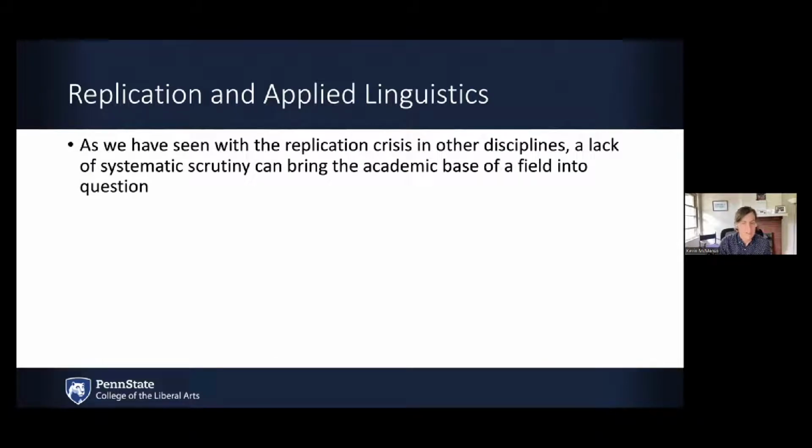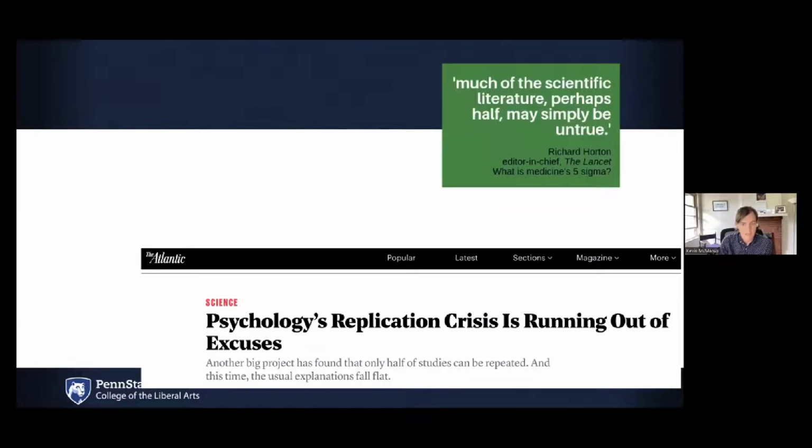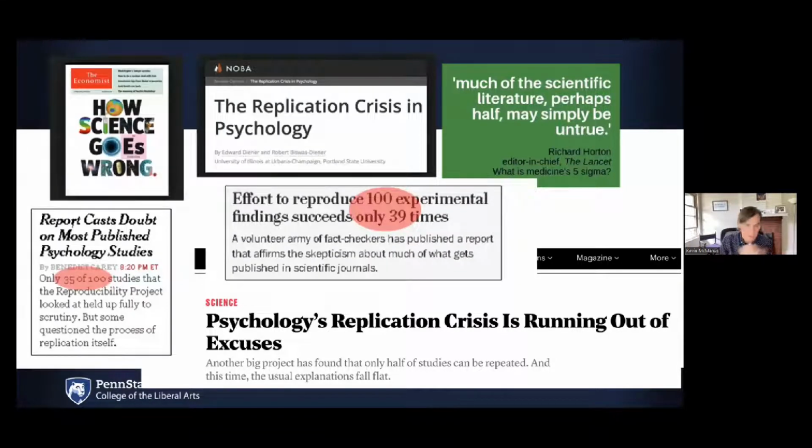And so we have seen how the lack of doing replication research can affect the credibility of a particular discipline. I don't need to go into this too much, but we've seen what was going on in our neighboring sister disciplines, social psychology and cognitive psychology. Here are just some of those headlines from not so long ago.